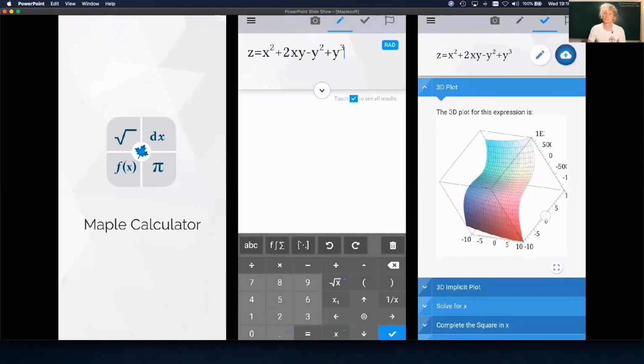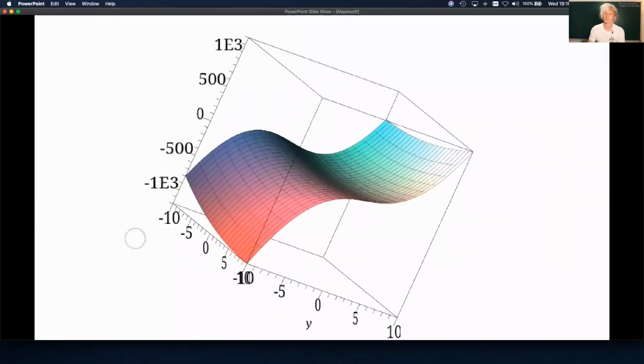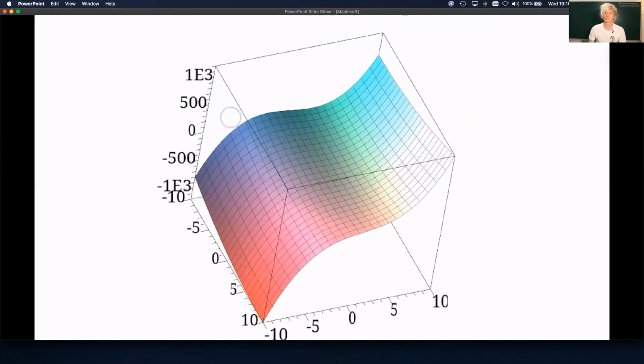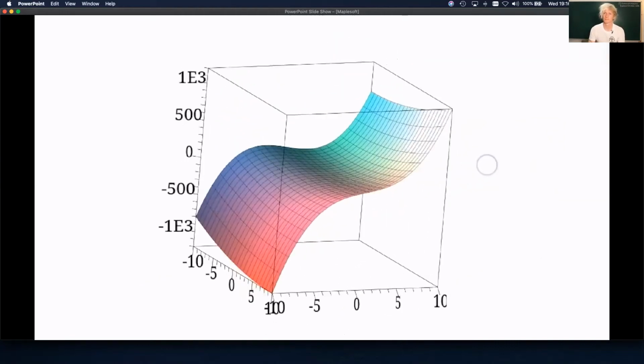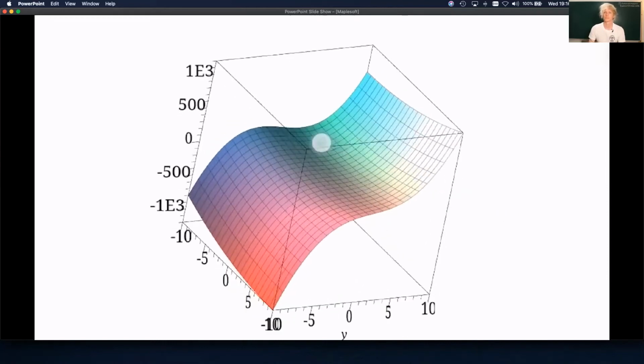The example I have here is z equals x squared plus 2xy minus y squared plus y cubed. Looking at the 3D plot, we can see that it appears to go flat around the center, and so 0 could perhaps be one of our critical points.